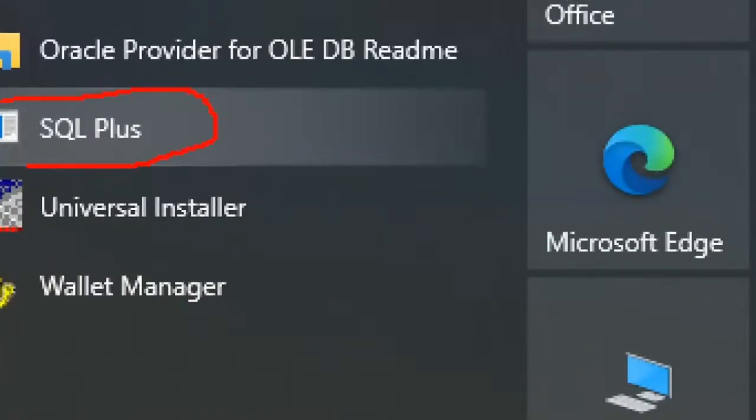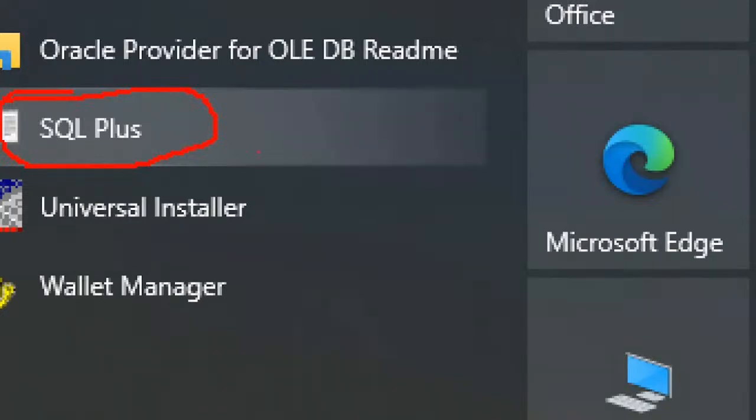Daily through this tool, we interact with the server, which is the Oracle database. Those are all things we learn in our course: what is this tool, what is that server, how it will be connected, what is the username, what is the password. Like this, SQL Plus is a tool, and it is the default tool.